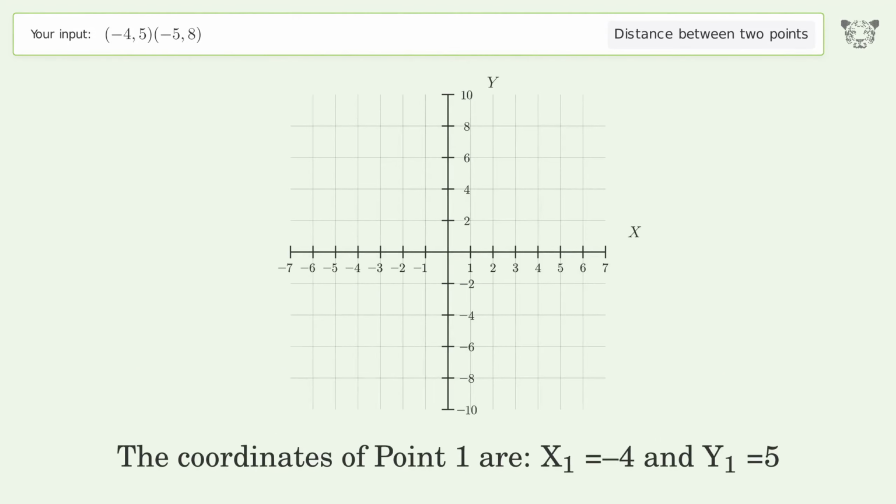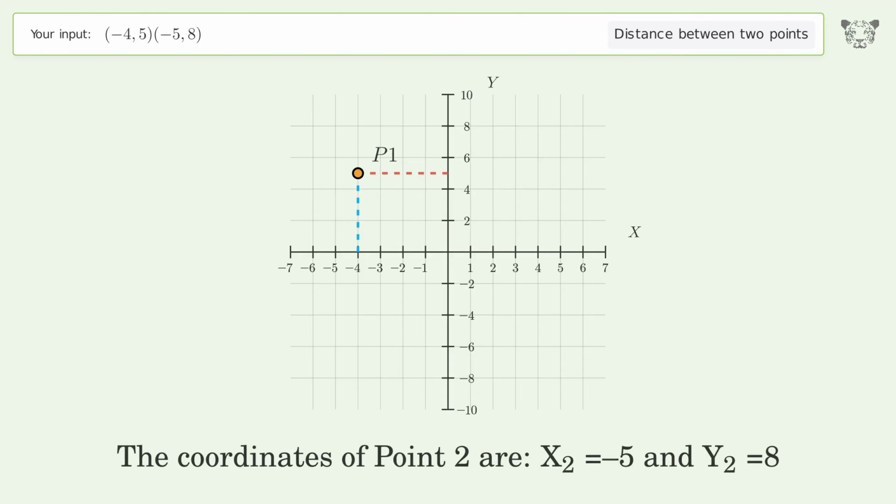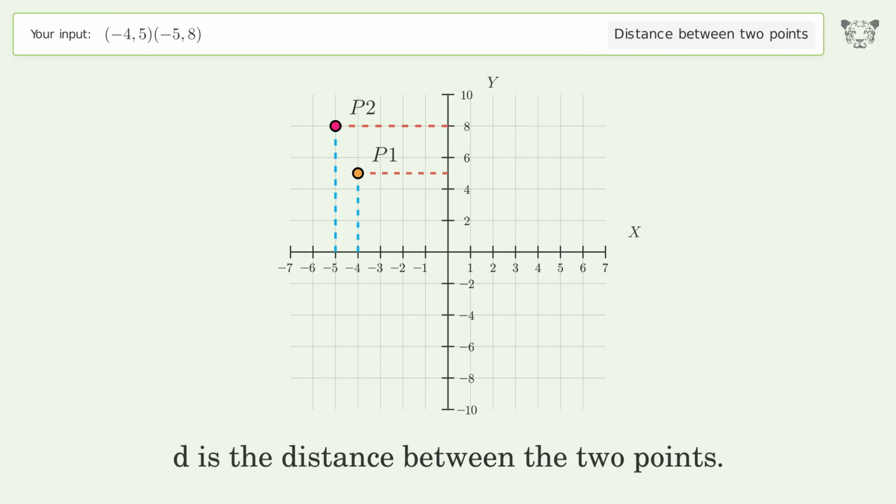The coordinates of point 1 are x1 equals -4 and y1 equals 5. The coordinates of point 2 are x2 equals -5 and y2 equals 8. D is the distance between the 2 points.